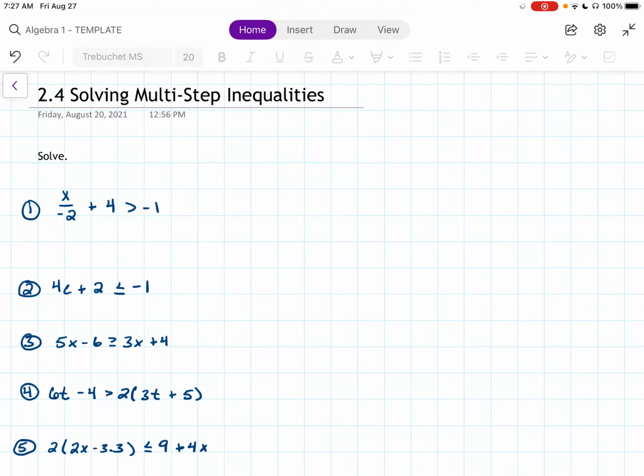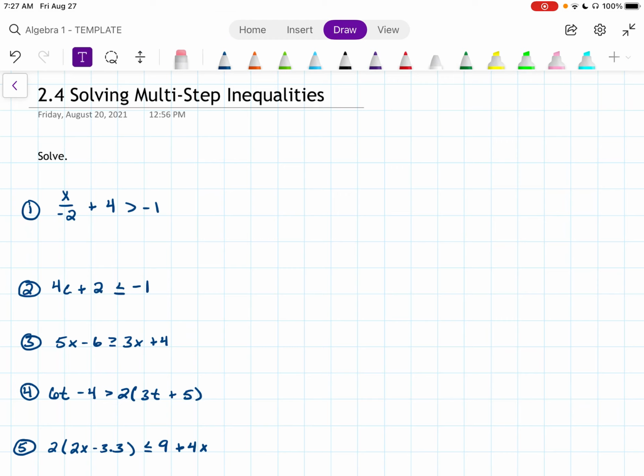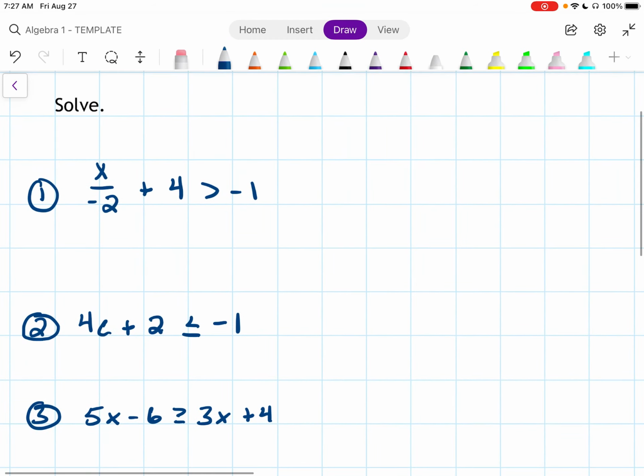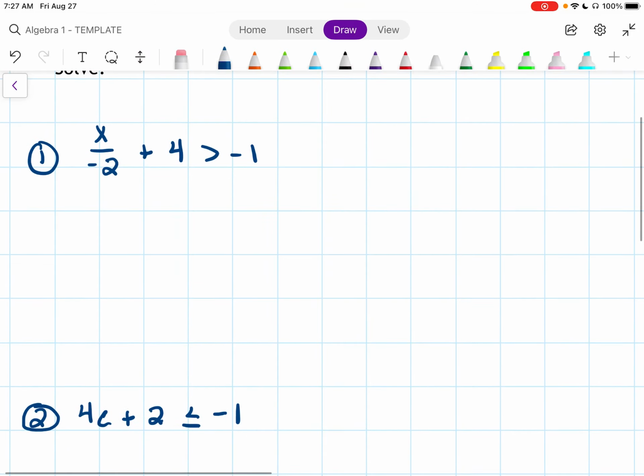All right, 2.4, solving multi-step inequalities. We'll look at number 1 here. Solving this, we do the same thing that we would do if we had an equal sign. So we start off by subtracting 4 from both sides, and then we're going to have x over negative 2 is greater than negative 5.